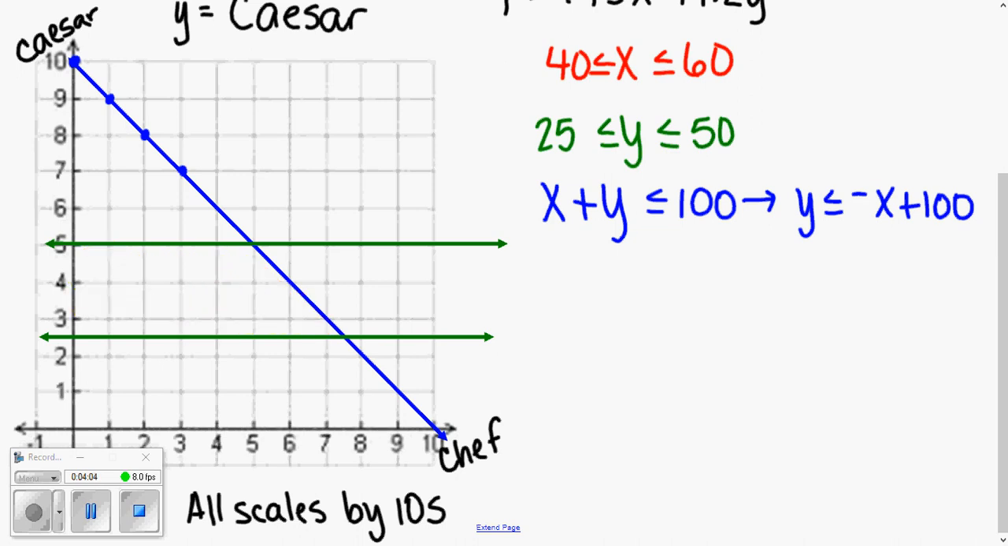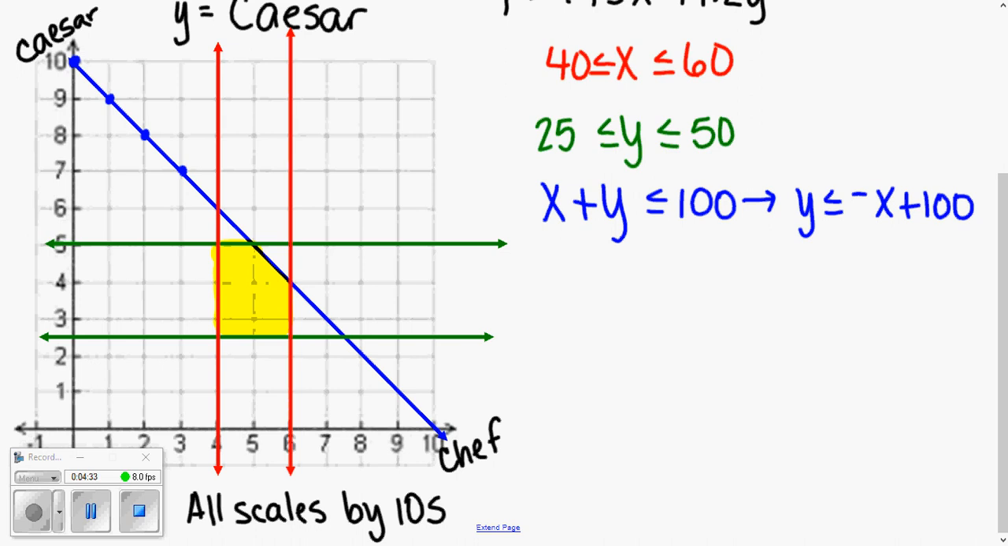Now we do have one more set of constraints, and that last one is the one for the red side. The red side, which in this case is chef salads, is falling between 40 and 60. So a straight line at 40 and a straight line at 60. And again, I want to be in between there. So now my shading is a lot smaller. I'm in between the green and the red, but below the blue. That yellow section describes my feasible region.